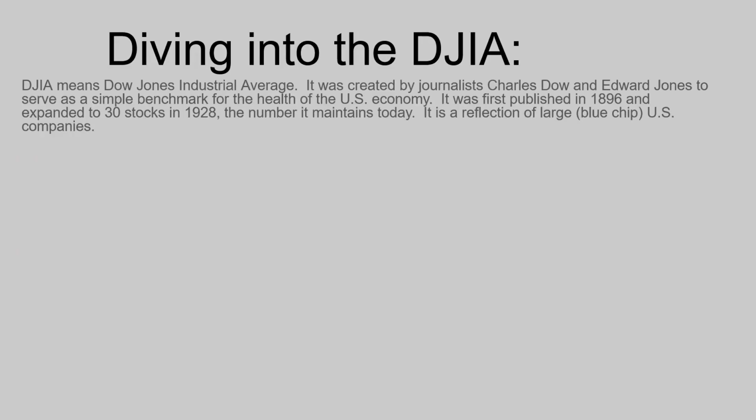All right, now we'll go into the Dow Jones. So DJIA means Dow Jones Industrial Average. It was created by journalists Charles Dow and Edward Jones to serve as a simple benchmark for the health of the U.S. economy. It was first published in 1896 and expanded to 30 stocks in 1928. And the number 30 is still maintained today. So it is a reflection of large blue chip U.S. companies.